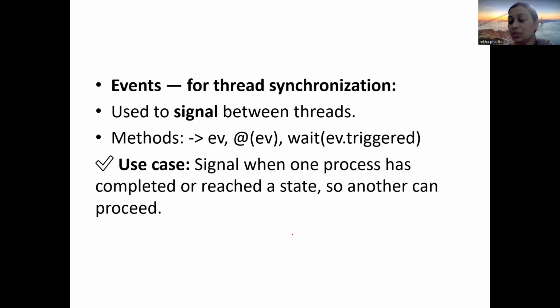So events we have understood for thread synchronization. The different methods are: to trigger the event, it's the arrow, that's minus followed by the greater-than symbol. To wait for an event, it's @(ev), which will not consider the events which have triggered in the past. It only considers the events which are occurring in the future. So if you want to consider the events occurring in the past also, then we have to use wait(ev.triggered). Use case is to signal when one process has completed or reached a state, so another one can proceed. Okay, that's the reason we want events.